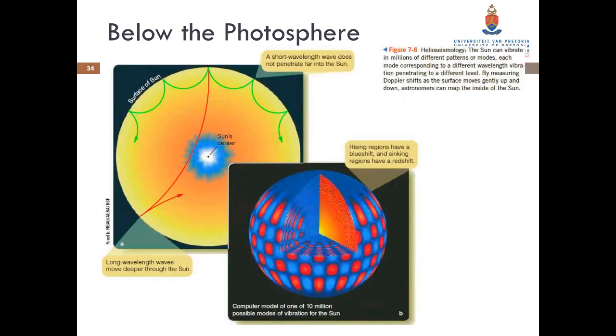So here we can actually see helioseismology. The sun can vibrate in millions of different patterns or modes, and each mode corresponds to a different wavelength, penetrating a different level. By measuring Doppler shifts as the surface moves gently up and down, astronomers can map the inside of the sun, which is actually very, very cool.